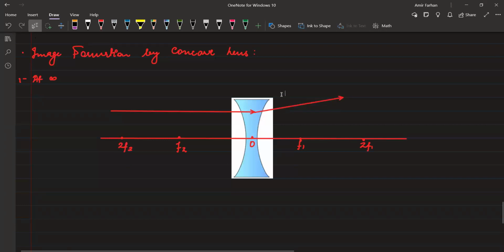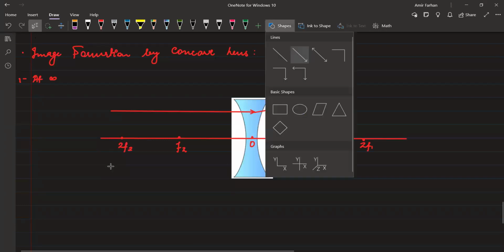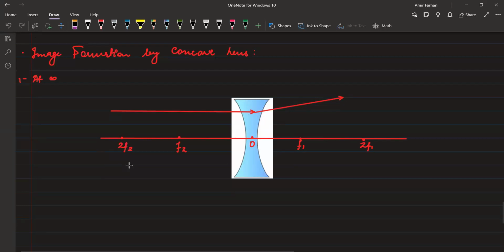I'm trying to draw the figure as symmetrical as possible. So you have to practice this thing, because if you don't practice, you will just forget it. So it's very important to practice this. As you can see, they are not going to meet. Absolutely not. So what will happen is that we will extend this line in the backward direction like this.